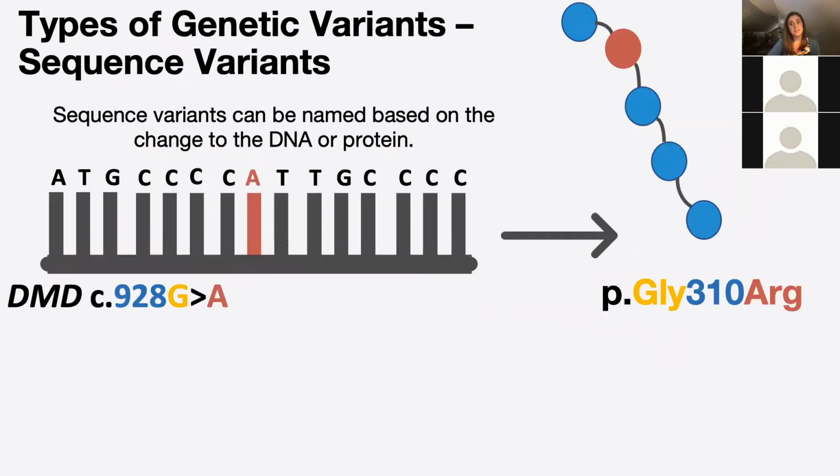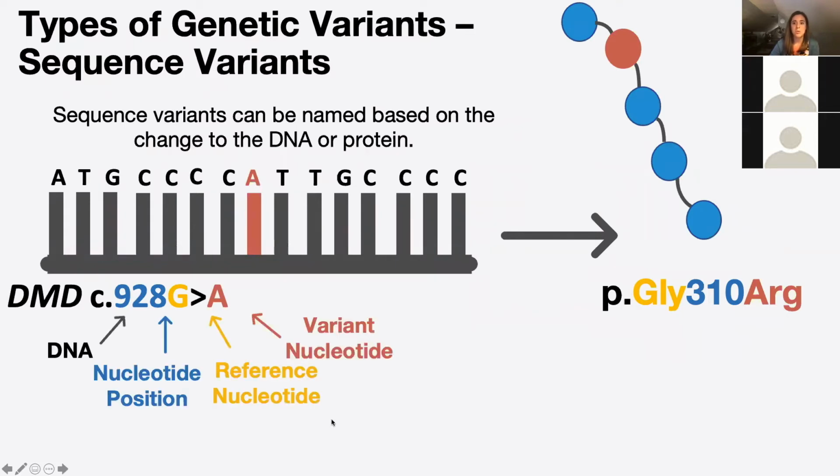Sequence variants are typically named based on the change to the DNA and the change to the protein. If you see a C dot on your report or your child's report, this tells you the change in the DNA. The C is followed by a number, so this tells us exactly what letter is changed in the DNA. So in this example, we're talking about letter 928 in the DMD gene.